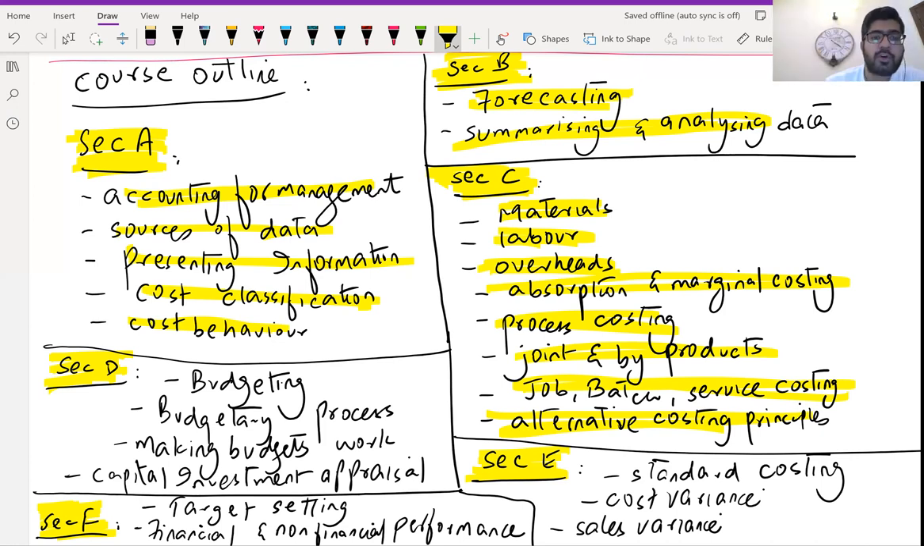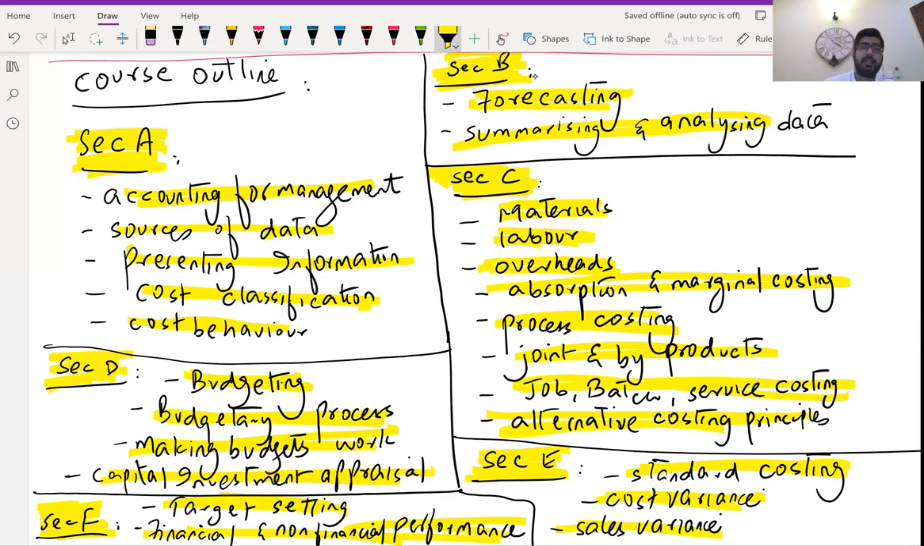Section D is all about budgeting, how to make budgets, the process of budgeting, how to make budgets work, and investment appraisal, that whenever you are going to invest your money anywhere, how to appraise or evaluate that. Okay. Section E is standard costing and variances. You will discuss 2 types of variances here, cost variance and sales variance. Okay. And section F is all about target setting and evaluation of financial and non-financial performance. Okay. So this is what your course outline looks like, which we will complete over the span of our syllabus.